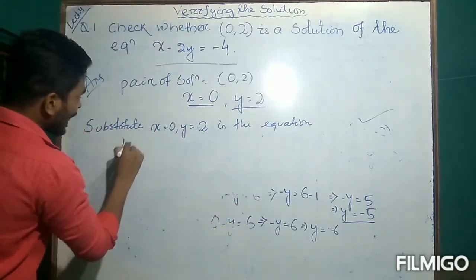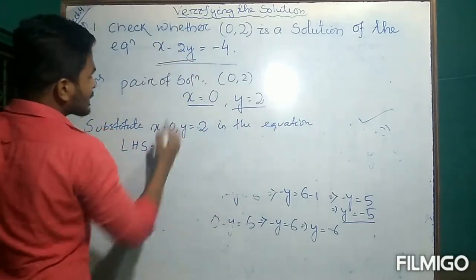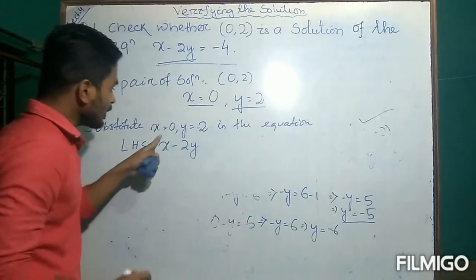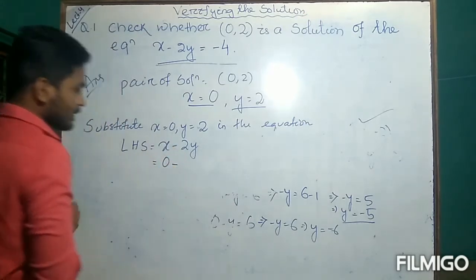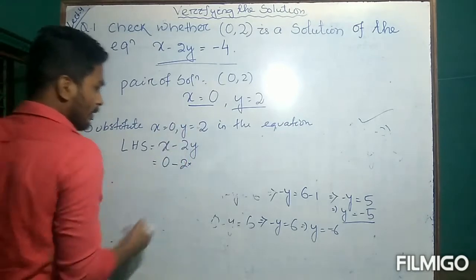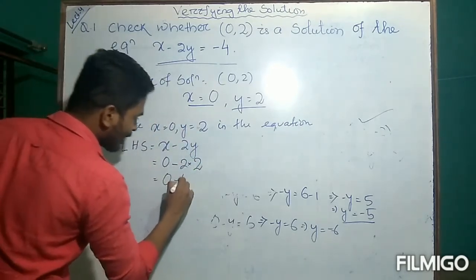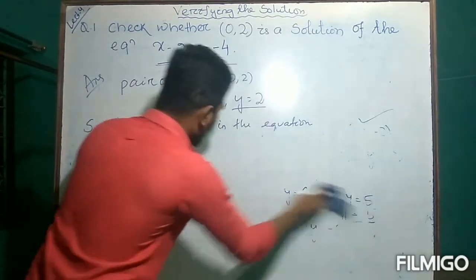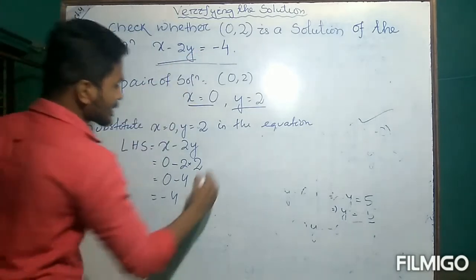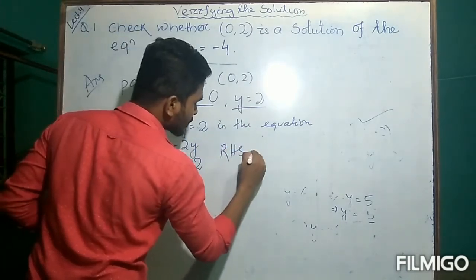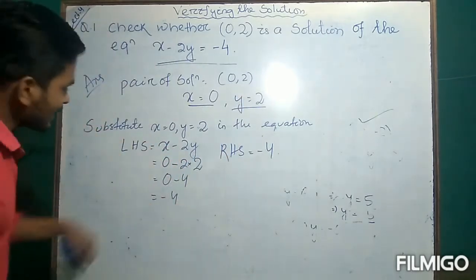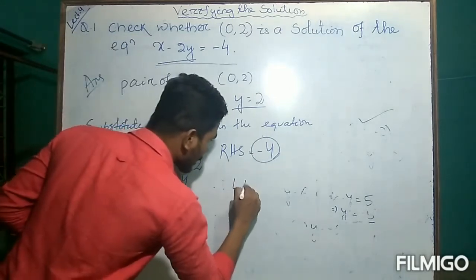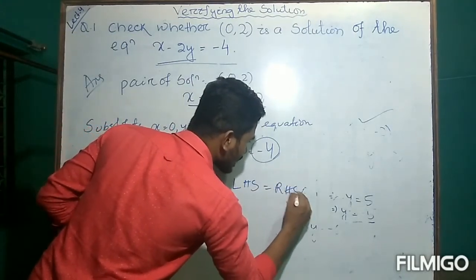So simply find the LHS. We have the LHS x minus 2y. Clear? So you put the value of x to be 0, minus 2 into the value of y to be 2. So 0 minus 4, that is minus 4. So we got LHS to be minus 4. Now look at the RHS. For this equation the RHS is minus 4. Now you can see both LHS and RHS have the same value. That means you can write yes, LHS is equal to RHS.